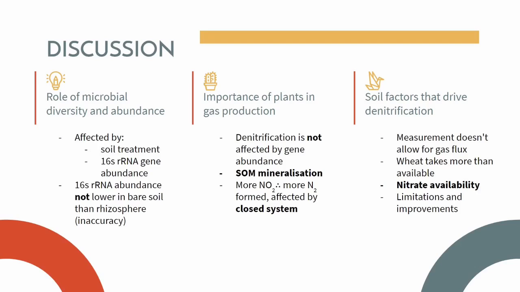As for the inaccuracy, 16S rRNA gene abundance was not found to be significantly lower in bare soil compared to planted pots containing reservoir soil. This is because the qPCR analysis lacks the data.